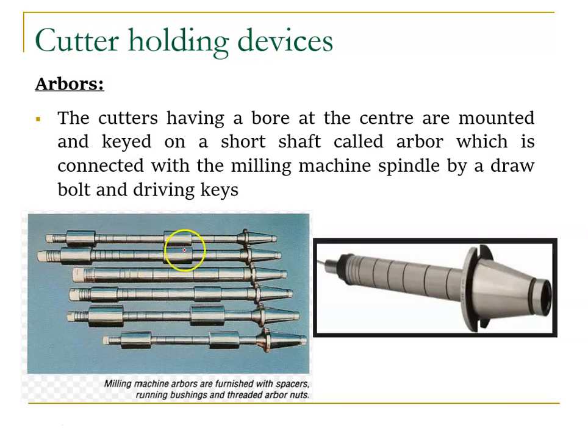So for example, if you want to connect the cutter, there is a spindle hole diameter, and you can place the cutter at your convenience, for example at this position or that position. So based on your requirement, you hold your workpiece and mount your cutter. Cutters having a bore at the center are mounted and keyed on the shaft called arbors. The cutter has a hole, we connect that hole to this arbor, and this arbor is connected to the milling machine spindle by the draw bolt and driving key. This is what an arbor is, right?